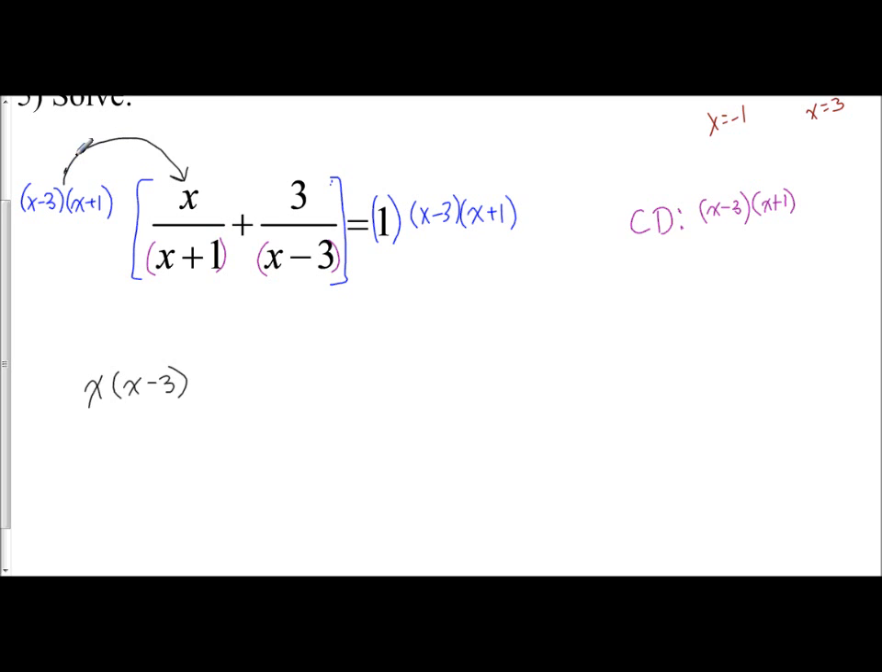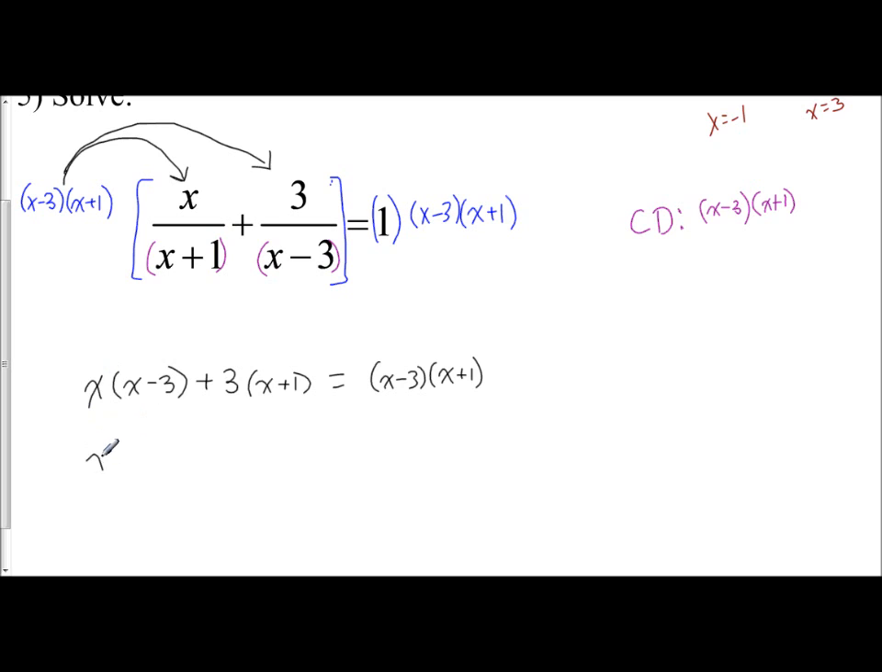If I distribute to the second fraction, I'm going to have an x minus 3 in the top and an x minus 3 in the bottom. Those are going to cancel out. So I'm really left with the 3 that was originally there and the x plus 1. Equals 1 times anything is just itself. So x minus 3 times x plus 1. Now I just have to simplify, distribute, combine like terms.